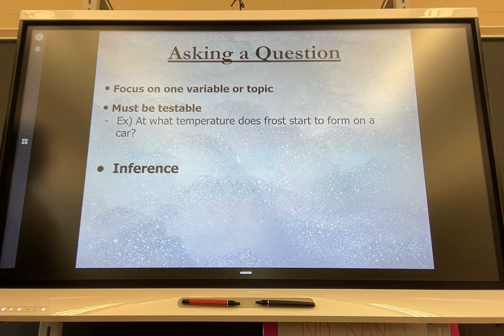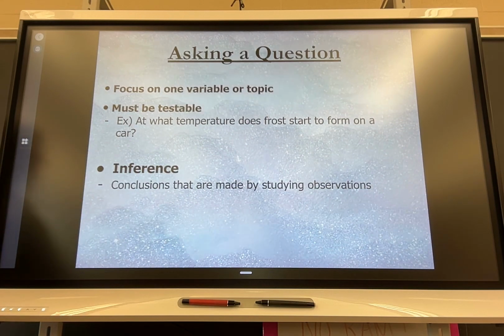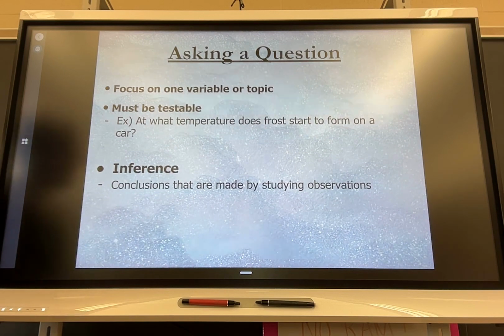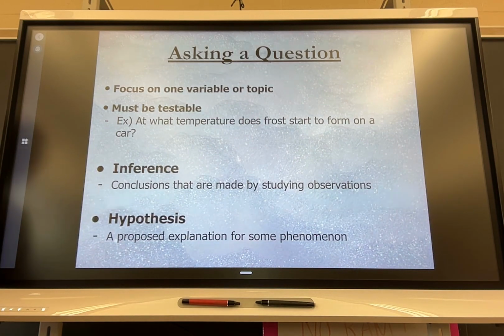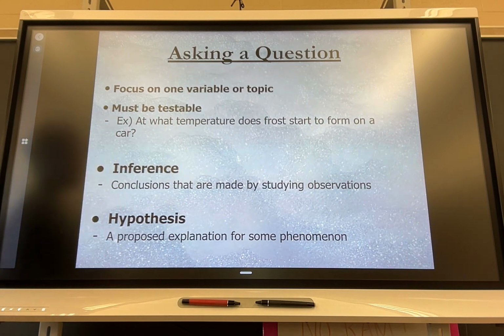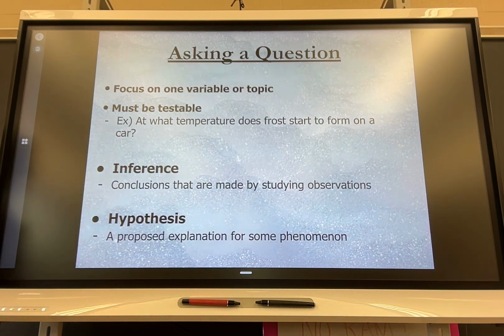Once we develop this question, we can then develop it further into an inference. So an inference is a conclusion that's made by studying observations. So if I observe a bird in a bird bath, I can infer the bird is cleaning itself and removing dirt because it's cleaning itself in the bird bath. We can also then develop a hypothesis. So a hypothesis is a proposed explanation for some sort of phenomenon, some behavior. So this is our idea of why something is, or how something is doing what it's doing.